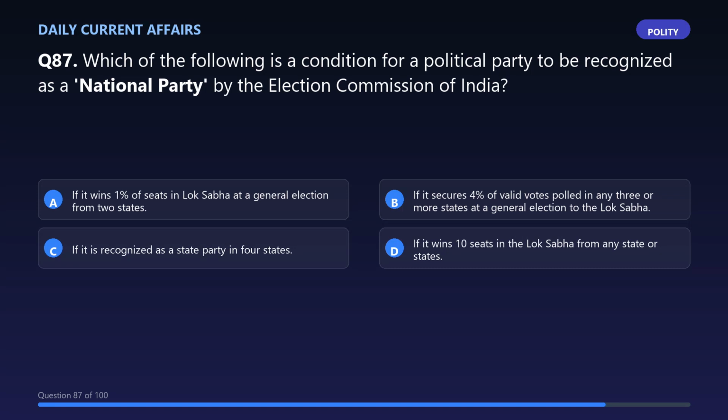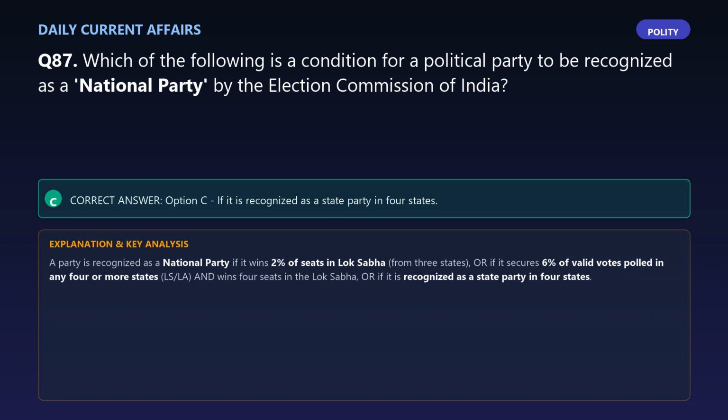Question 87. Which of the following is a condition for a political party to be recognized as a national party by the Election Commission of India? The correct answer is option C, if it is recognized as a state party in 4 states. Explanation. A party is recognized as a national party if it wins 2% of seats in Lok Sabha from 3 states, or if it secures 6% of valid votes polled in any 4 or more states, in Lok Sabha or assembly elections, and wins 4 seats in the Lok Sabha, or if it is recognized as a state party in 4 states.